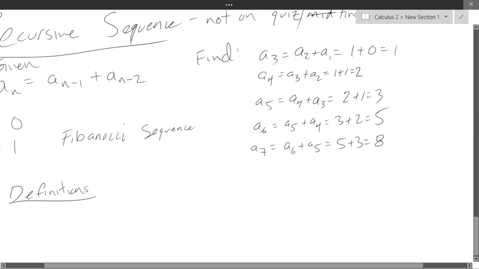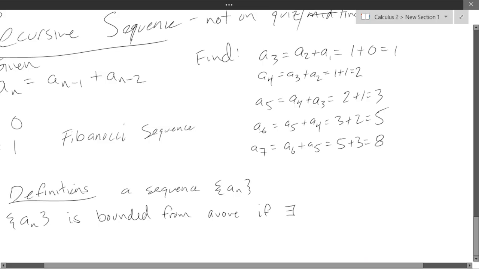So our definitions, let's go bounded from above. So these are all about a sequence a_n. So a_n is bounded from above if there exists a number N, a real number N.